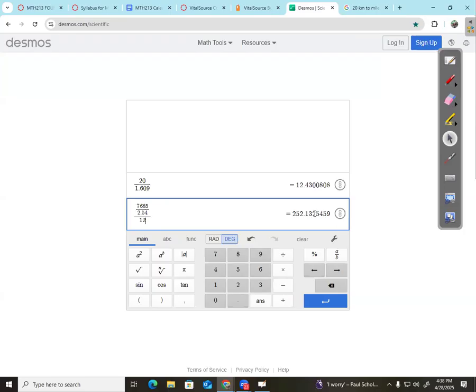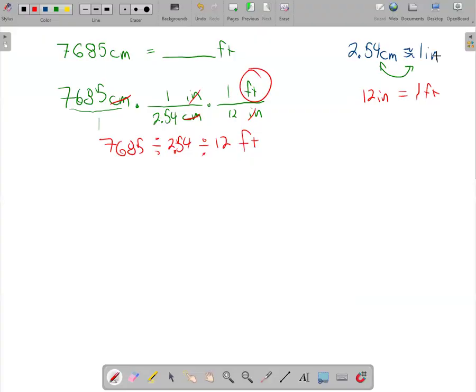And do I need that extra decimal? No, let's write it in just for fun. With 2 decimal places, I get 13, so 252.13. So this is about 252.13 feet. What does the 0.13 mean? 0.13 feet. About 13% of a foot, right? 0.13 would be 13%. Okay, it's not inches.